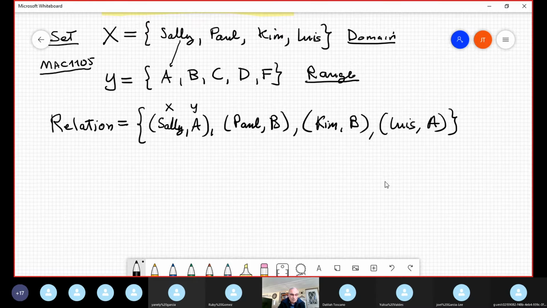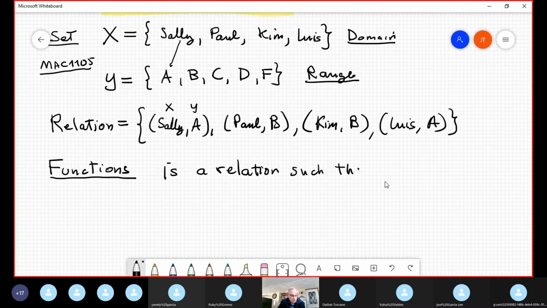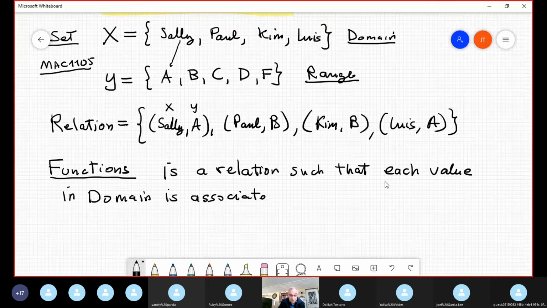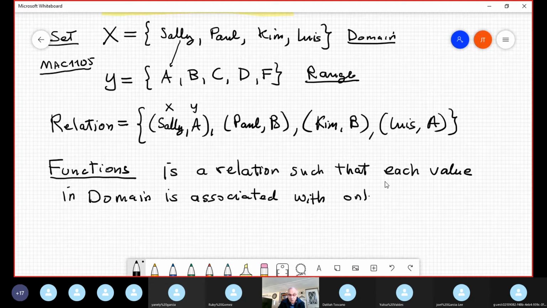Okay, suppose a function. Function is a special relation. The most important characteristic is that it's a relation such that each value in the domain, which is the first set, remember, is associated with only one, and this is the most important part of the definition of the function, only one value in the range.